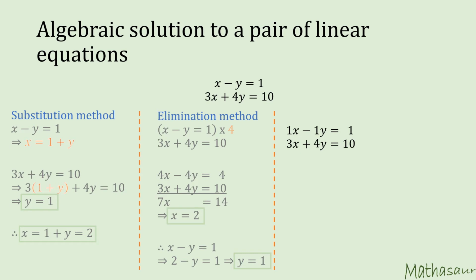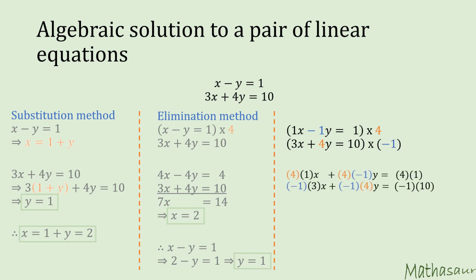Let us write our equations once again. Now this time we are going to do something interesting. Let us look at the coefficient of y variable. So we are going to multiply the first equation with the coefficient of y variable in the second equation. Similarly, we are going to multiply the second equation with the coefficient of y variable in the first equation. Now this time we are not going to solve for x and y, so we'll keep the values as such.